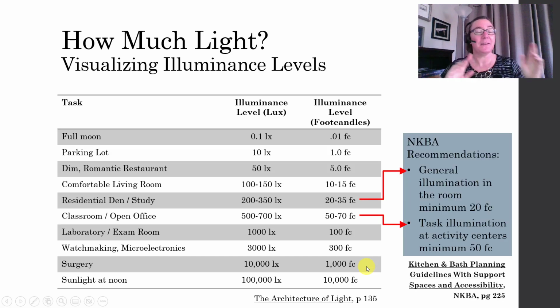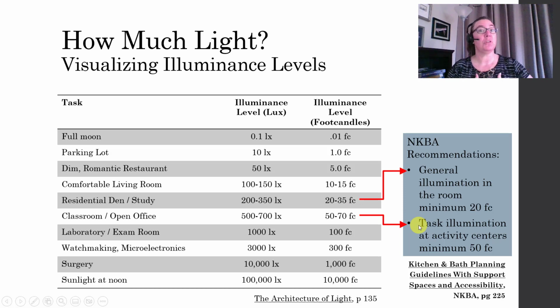Now, tying this back to kitchen and bath, because that's where you are in kitchen and bath class, the NKBA recommends that the general illumination in the room, for both kitchen and bath, be a minimum of 20-foot candles. That's going to feel a little bit brighter than your living room, and a little bit darker maybe than an office. So right about in the residential den or study range.